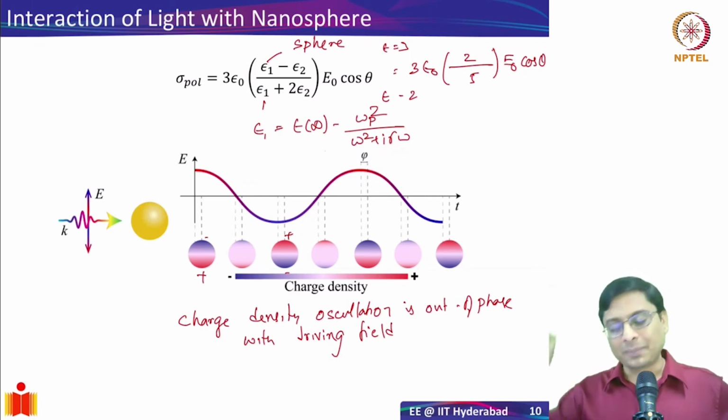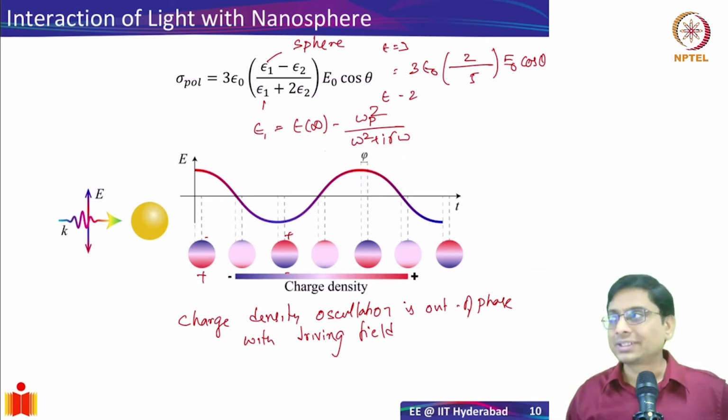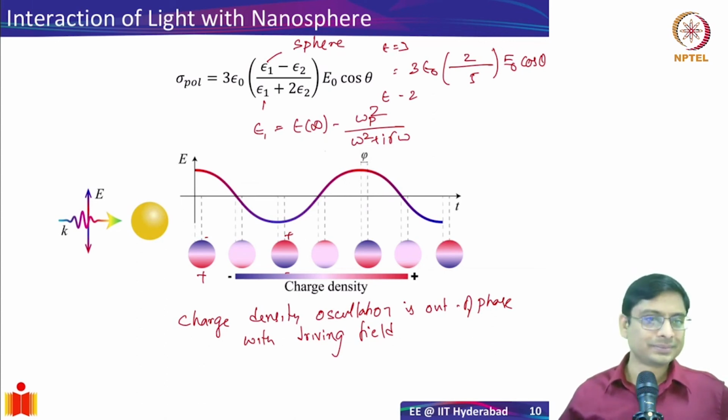I can also use silver to get these plasmonic resonances, but silver sulfidizes. When you expose it to the atmosphere, it sulfidizes, and because of that it doesn't work very well. That's why we end up using gold typically. But gold and silver are the most prominent plasmonic materials. Anything else? If not, okay.